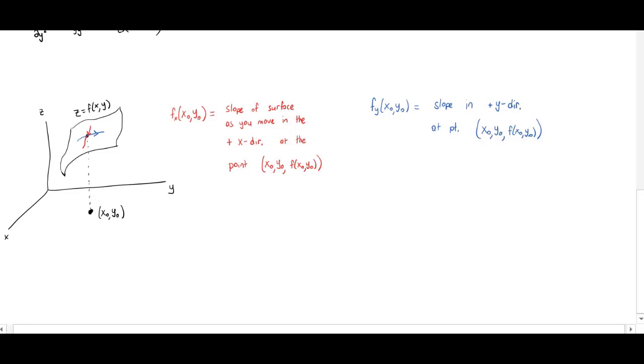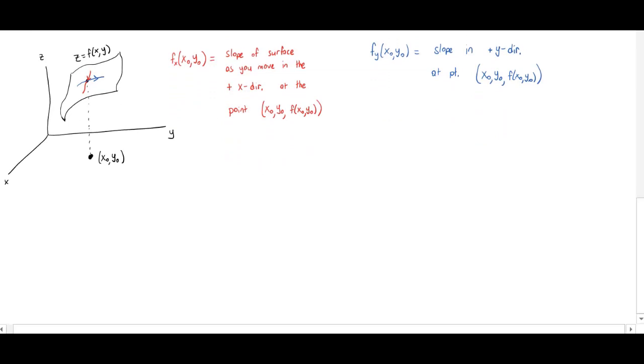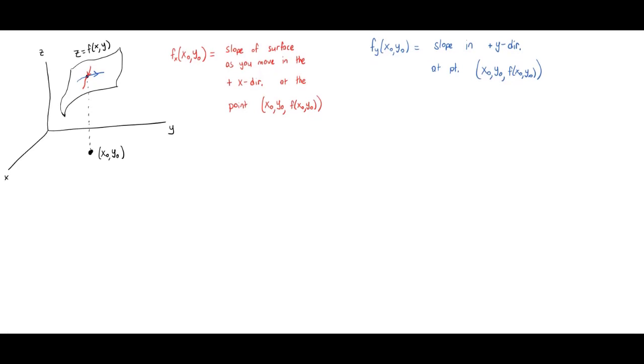All right. Now, one of the things that we can use these partial derivatives for is finding the tangent plane to a surface at a certain point. So I'm going to talk about tangent planes next, and at the same time I'm also going to talk about linearizations.